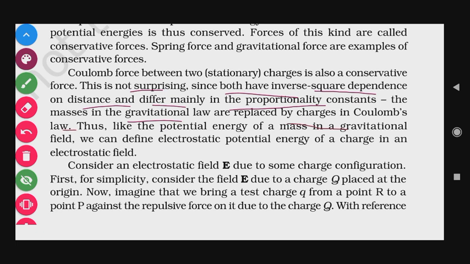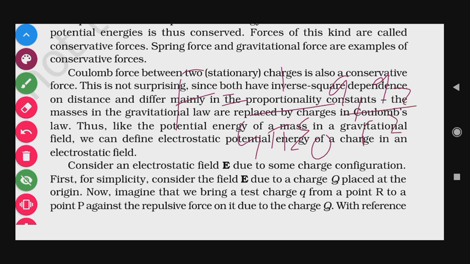Okay, as we have seen in the first chapter, what is the formula for Coulomb's law? The formula was F is equal to 1 upon 4 pi epsilon naught, Q1 Q2 upon r square, where Q1 and Q2 are the magnitudes of the two charges and r is the distance between the two charges.